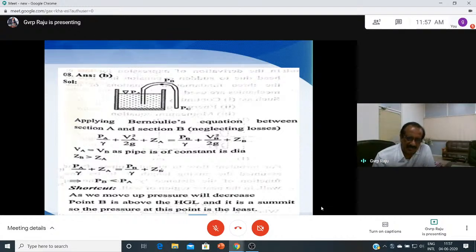When ZB is more than ZA, PB should be less than PA. Otherwise, this equation cannot be satisfied. So this is the theoretical expression. With the help of mathematics, you can prove that PB is less than PA. This is the understanding: when you are going up, the pressure should decrease. So straight away, instead of taking steps, you can give that pressure at B is less than PA. The answer is B.